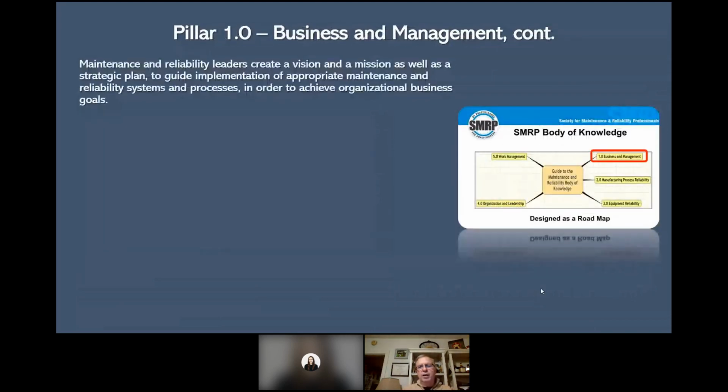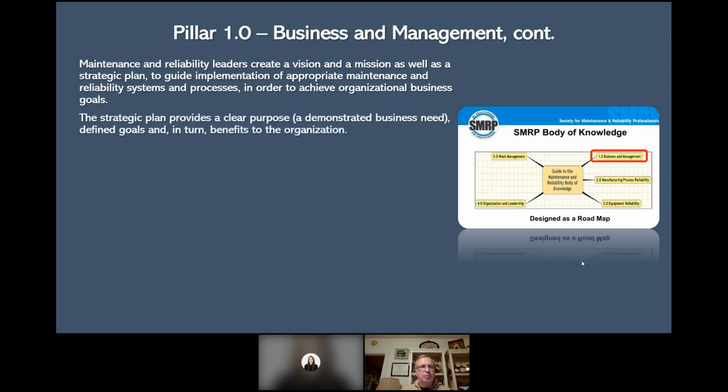So maintenance and reliability leaders, the business and management, create a vision and mission as well as a strategic plan. So you've got to have the vision first. That's the big thing. With the vision, you need to have the mission, and then you put the plan together to guide implementation of appropriate maintenance and reliability systems and processes in order to achieve the organizational business goal. It's all about the organizational business goal. That's why I tell people it's all about process reliability.